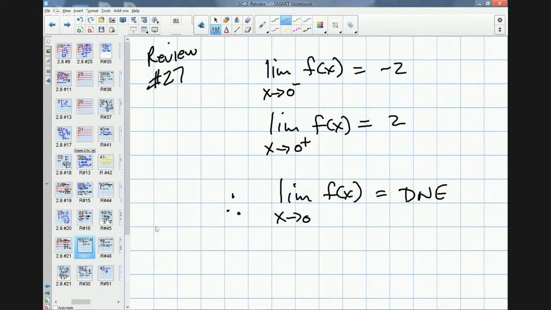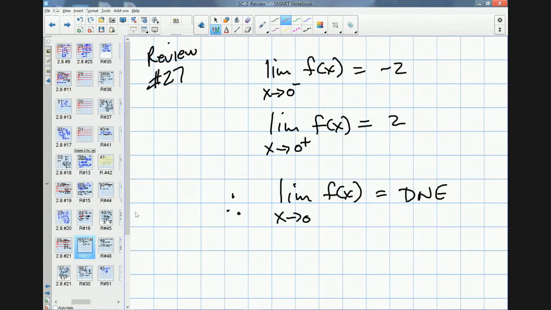What's the right-hand limit as you approach 0 from the right? Well, now it's approaching +2. And whenever the left-hand limit and the right-hand limit do not agree, then there is no limit at x equals 0, which is a reminder, DNE, does not exist. That's a reminder that you can't find a derivative when a curve is discontinuous. So that's number 27.